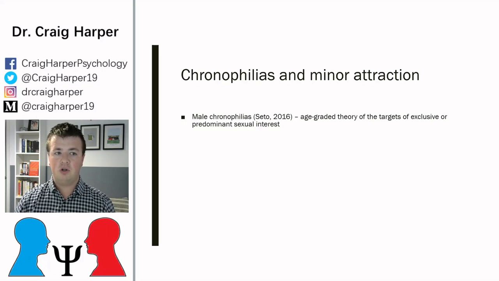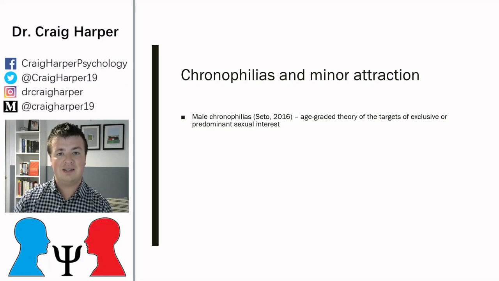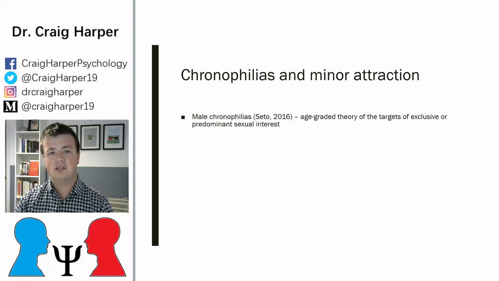Now, what a lot of people will assume is that somebody who is paedophilic is somebody who will be sexually aroused to a range of different age groups of children, but their predominant sexual interest will be in children generally. Now, this is a little bit of a fallacy. We know that there's kind of a span of age ranges that people who have paedophilic sexual arousal patterns do demonstrate, but it's important to consider Michael Seto's theory of chronophilias when we're thinking about paedophilia and trying to be very specific about what we're talking about here.